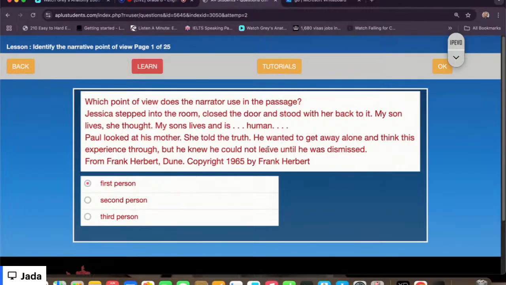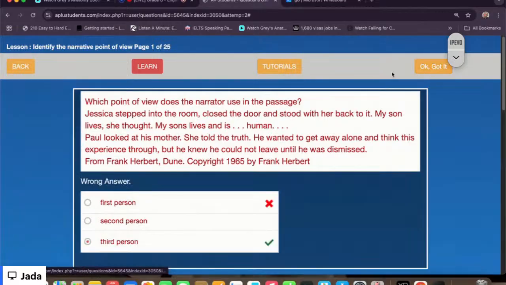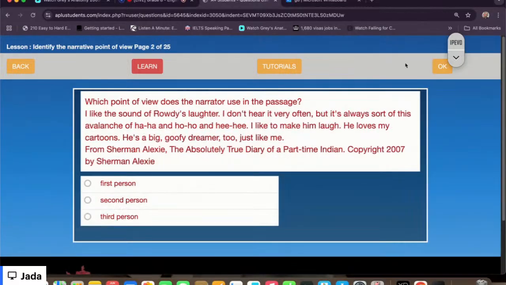All right, so this is in the first person point of view. Okay, but if you say first person, no, the third person is actually the right one. So you can just take notes that the character is described from an outsider's view. So which point of view does the narrator use in the passage?